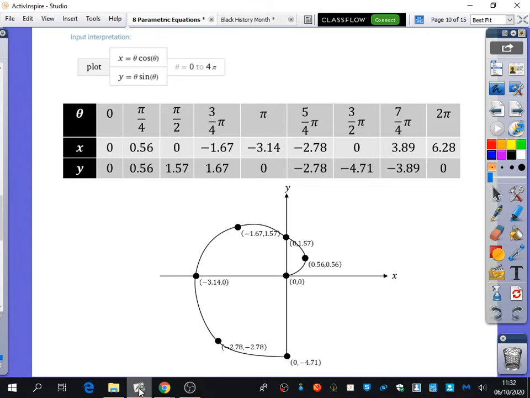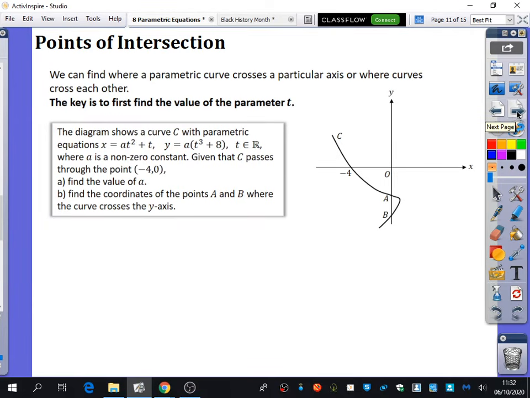So we're going to now try and think about how we can actually use parametric equations for all of the previous things that we knew how to do as well. So this is going to be lots of things to do with points of intersection. We were interested in that with straight line graphs and curves. We now want to be interested in those things with parametric equations as well.